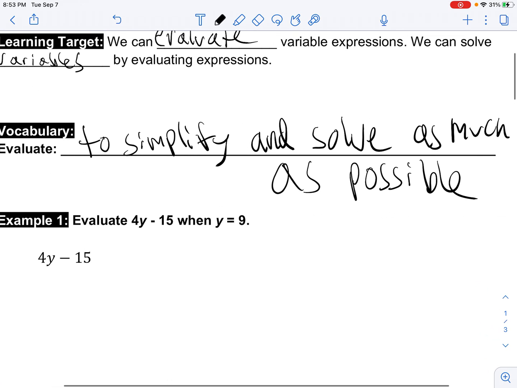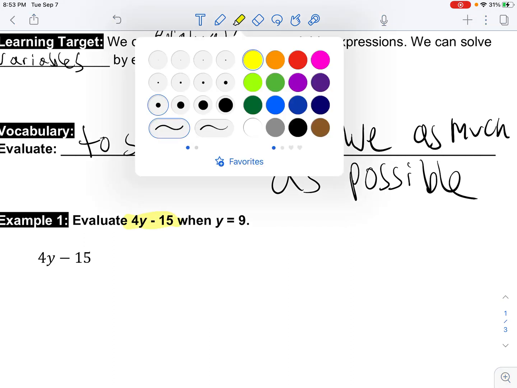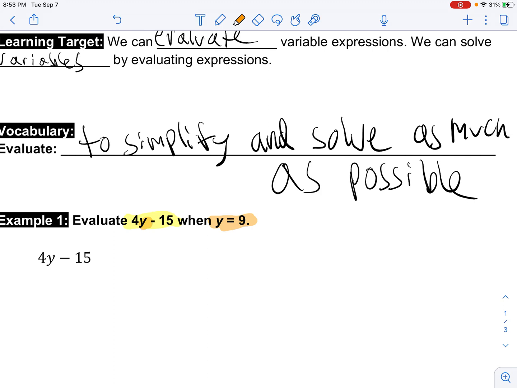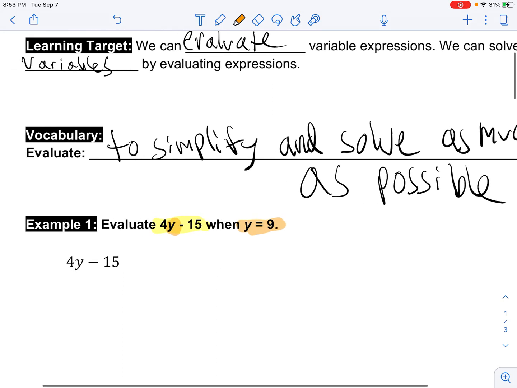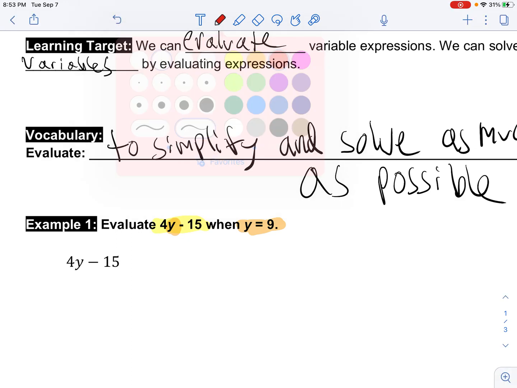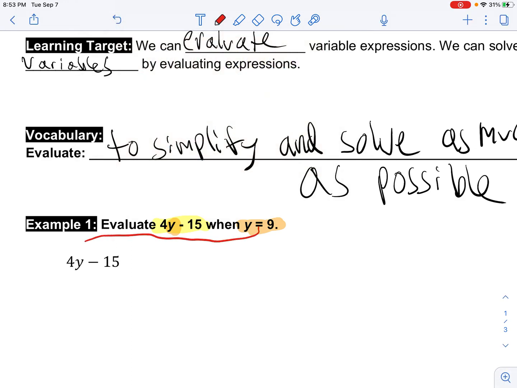So when I look at this first example, evaluate the expression 4y minus 15. However, notice y equals 9. So look, I have a y right here, but I know that y equals 9. So every time I see a y, I'm going to plug in the number 9. So I'm going to rewrite this as 4, and then instead of writing a y, I'm going to plug in that 9. I'm going to use parentheses. Now, when you have a number outside of parentheses like this, that means to multiply.